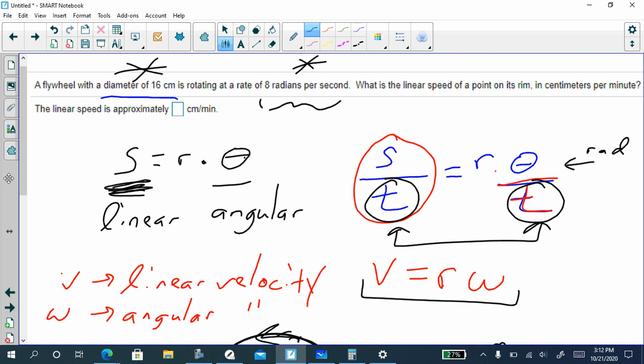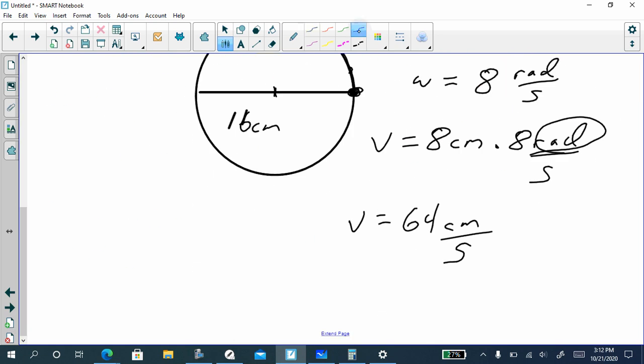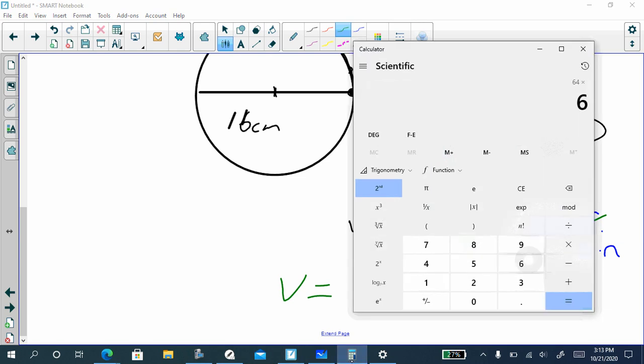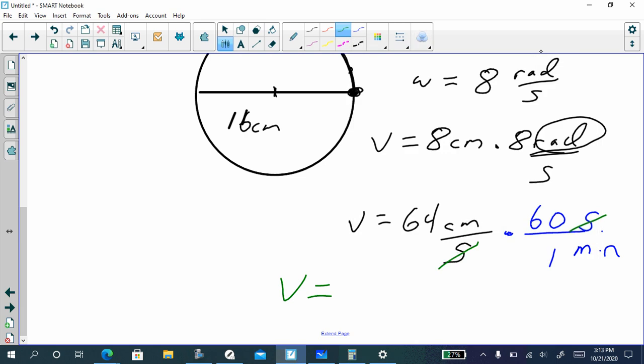Notice that's not what we're asked for, though. We're asked for centimeters per minute. So we have to do a conversion. So if we have centimeters per second, seconds are on bottom, so we would put seconds on top. And we're changing to minutes. So in 1 minute, there's 60 seconds. So seconds cancel. So our velocity in centimeters per minute would be 64 times 60, which is 3,840. And that leaves us with centimeters per minute.